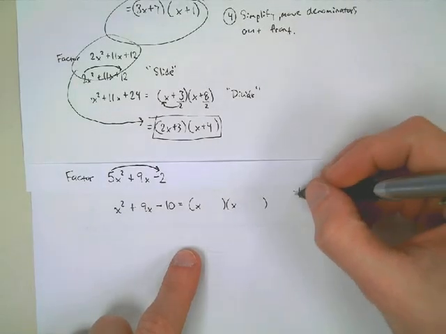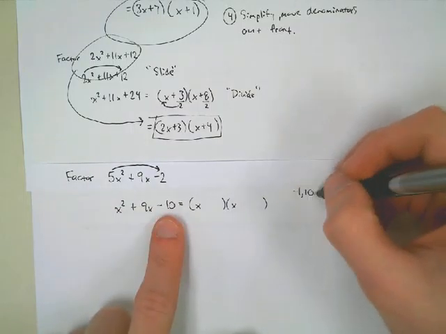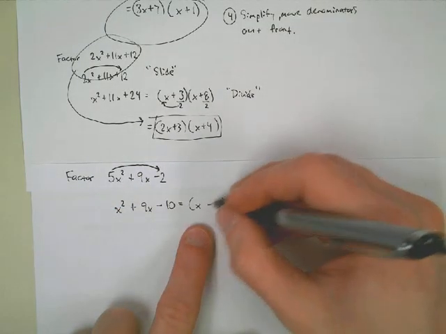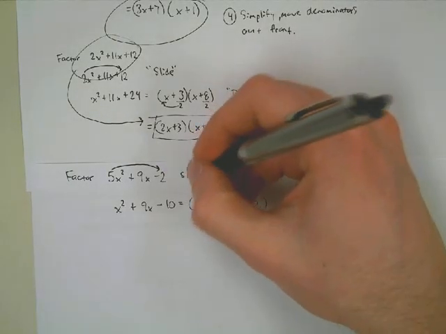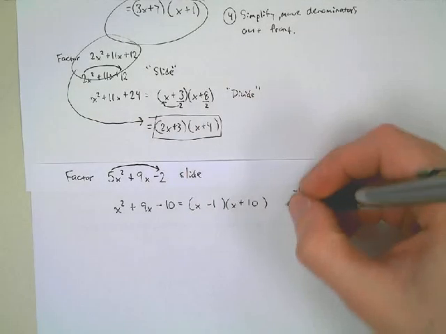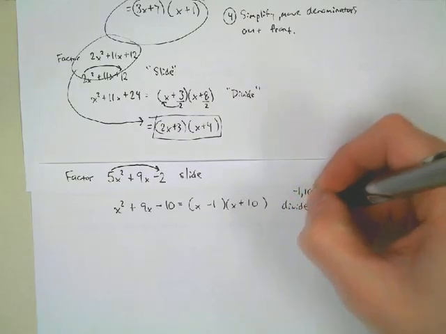How'd you get negative 1? Well, it's a matter of guessing and checking, using a little arithmetic. Negative 1 times 10 does give us the negative 10 that we need, and negative 1 plus 10 does give us the 9. And now we have to divide.